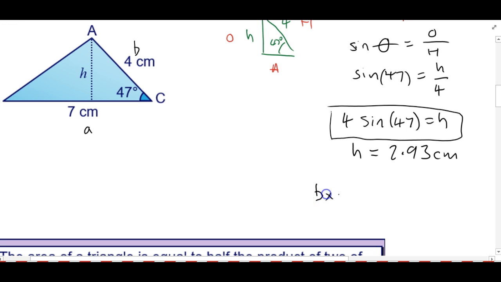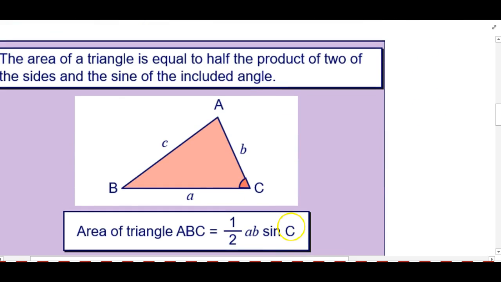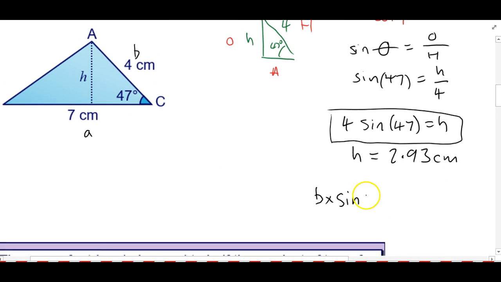If you look at this line of working just here, we effectively have B times sine of the angle. And the angle is, in this case, labeled as C. So C is in the corner here. So B sine C. 4 sine 47 is B sine C. Okay, so that's your height.